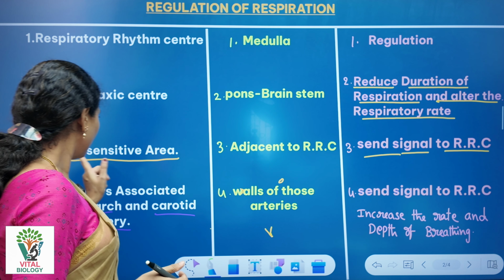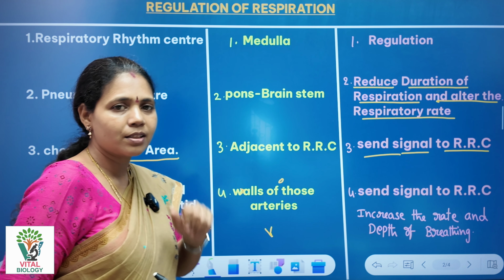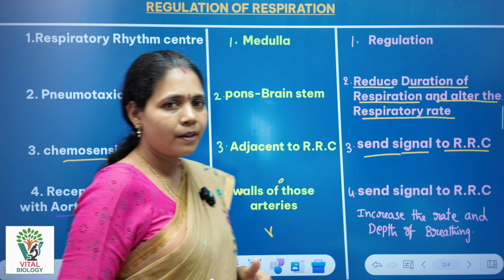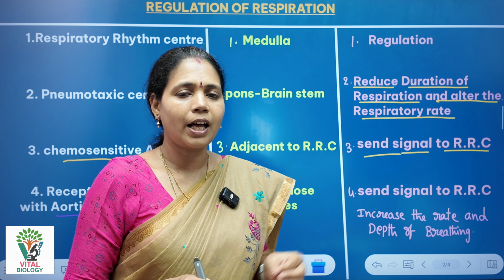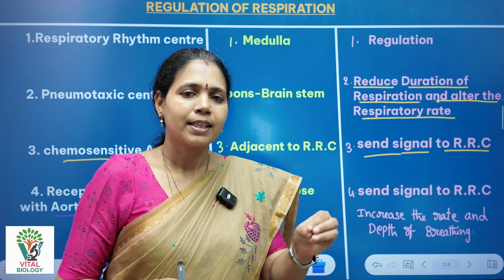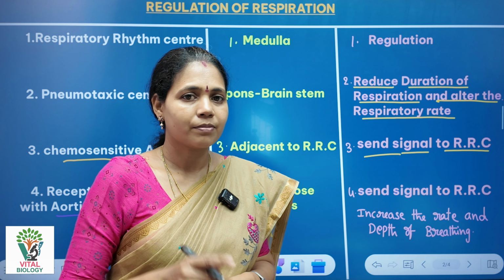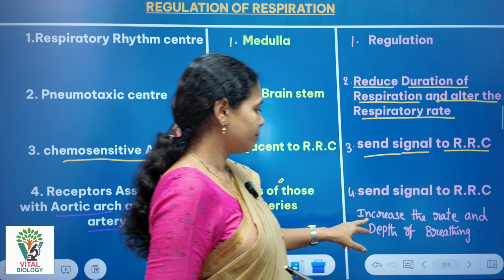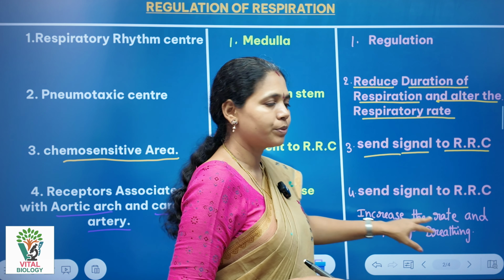Just as the chemosensitive area gives signals to the respiratory rhythm center, the receptors located in the aortic arch and the carotid artery will give signals to the respiratory rhythm center so that it increases the rate and depth of the breathing.